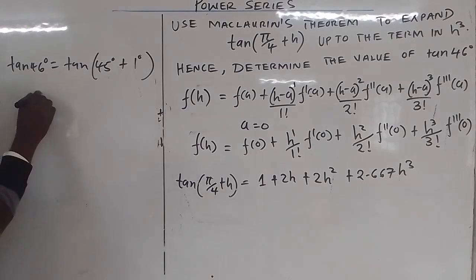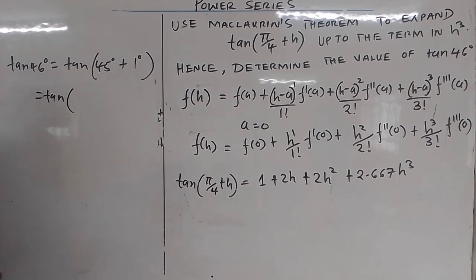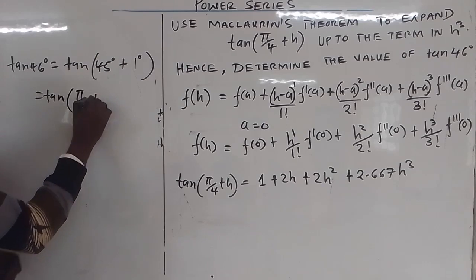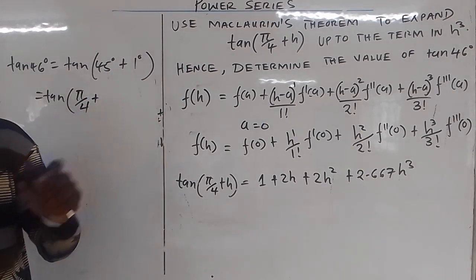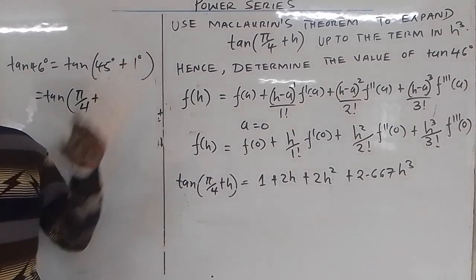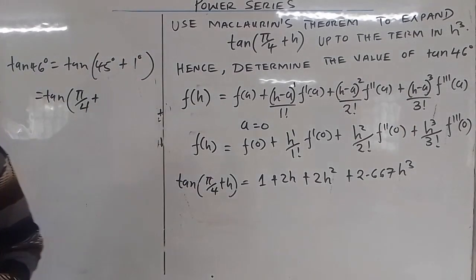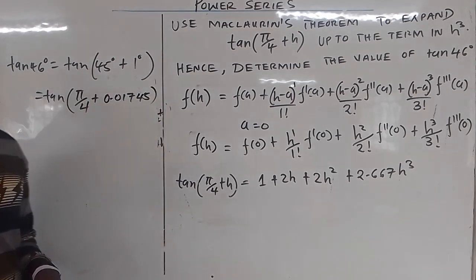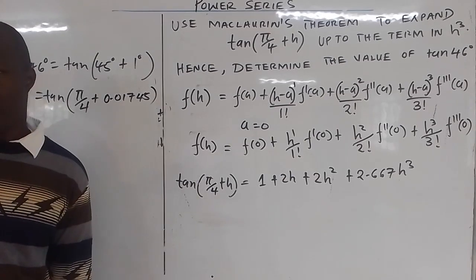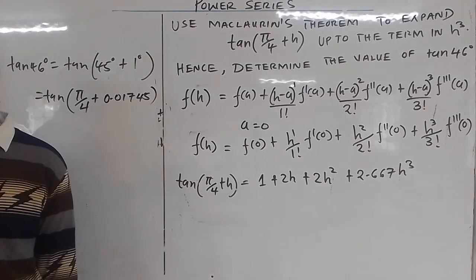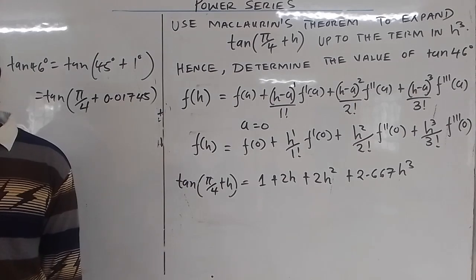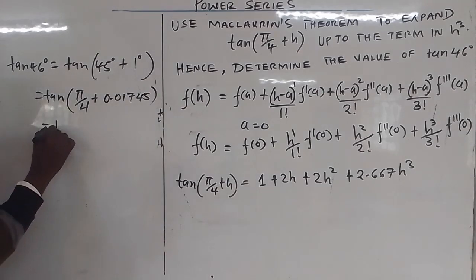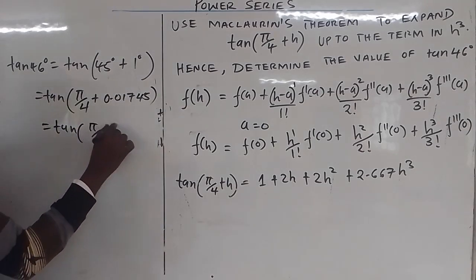So from here you convert. So this is tan, you know 45 degrees is 45 pi divided by 180. You get pi over 4, isn't it? Then it is plus, change 1 degree. Everything must be in pi radians, that is when you can evaluate it, isn't it? What is 1 degree in pi radians? 1 times pi divided by 180, 0.0174. 1 degree times pi divided by 180 degrees is 0.01745. So you can see this is now in the form of tan pi over 4 plus h.